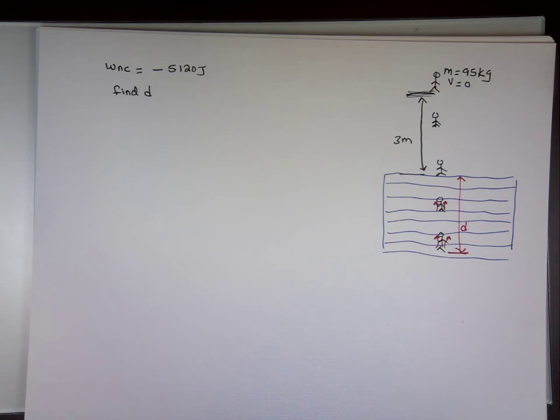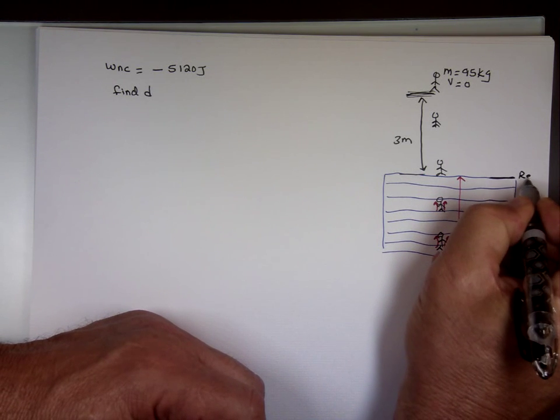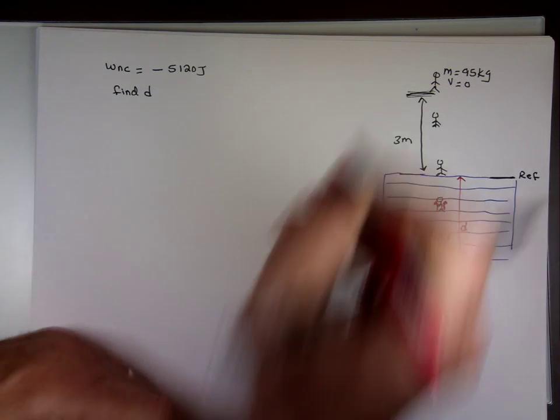Okay, let's see. If I use the surface of the water as reference, let me label the spot. What should we call them? The top here on the board, 1. And let's call the spot here spot 2.